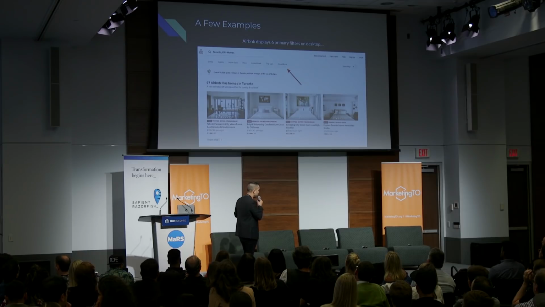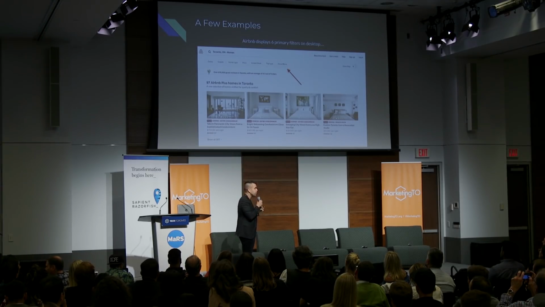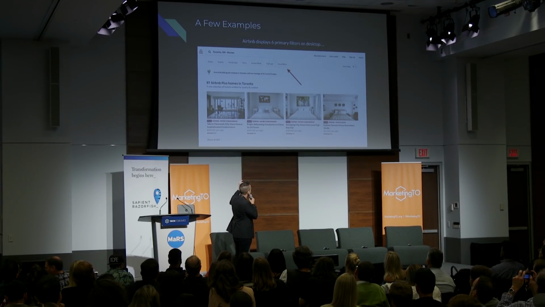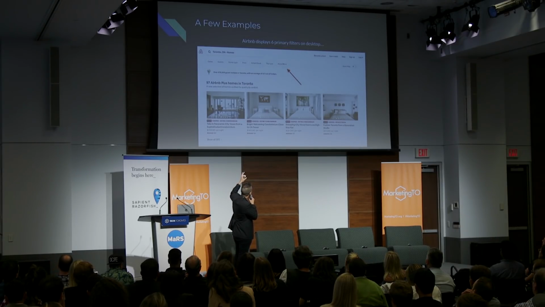I'll give you another one from Airbnb, without revealing any secrets because I'll get killed. If you look at the desktop, there are like 6 filters. You've got individual ones like dates, guests, home type, price, et cetera, and then more filters. Everything's kind of grouped that way.